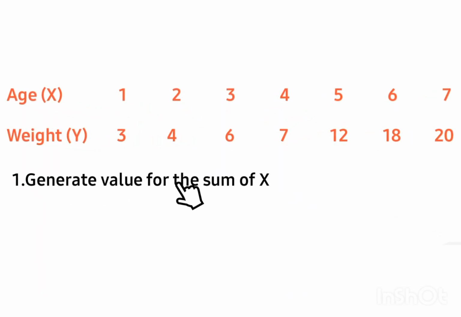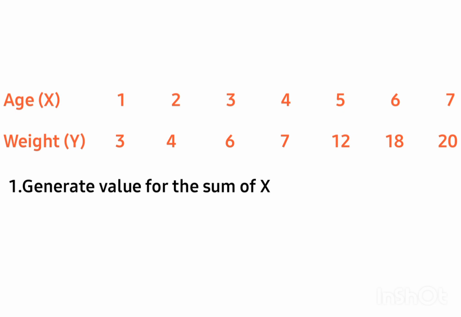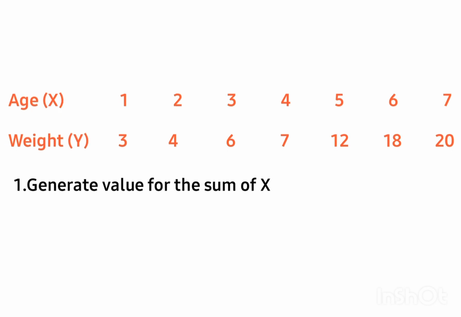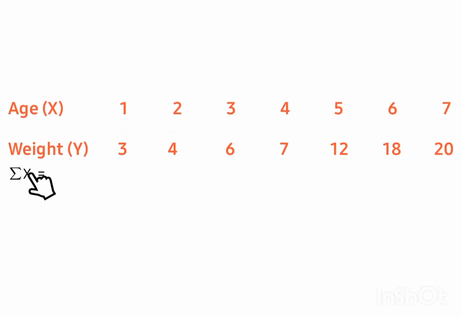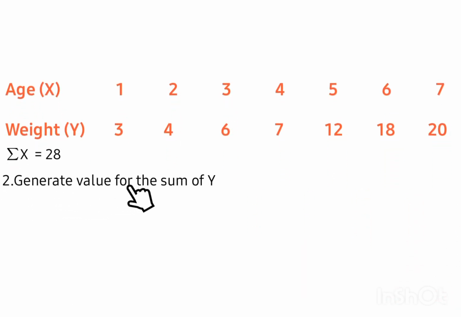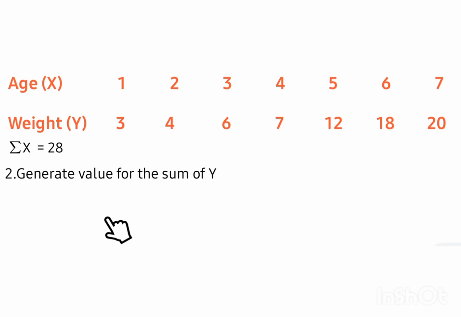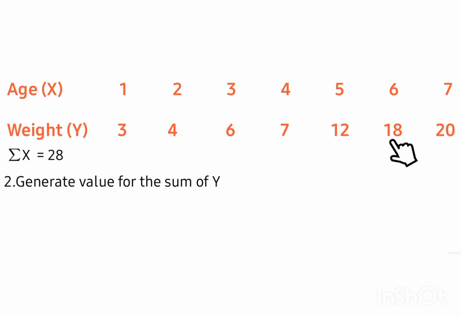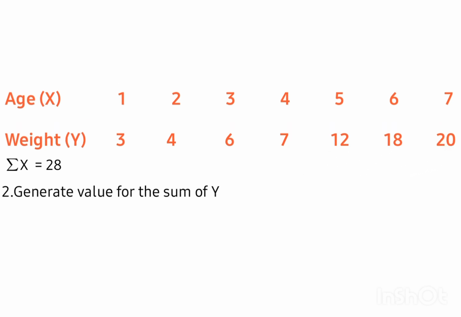Generate value for the sum of x. The sum of x simply means the addition of all the x values. That means adding up 1 plus 2 plus 3 plus 4 plus 5 plus 6 and lastly plus 7. That gives us 28. Summation x equals 28. Step 2 says generate value for the sum of y. This simply implies the addition of all the y values. We have 3 plus 4 plus 6 plus 7 plus 12 plus 18 and lastly plus 20 gives 70.